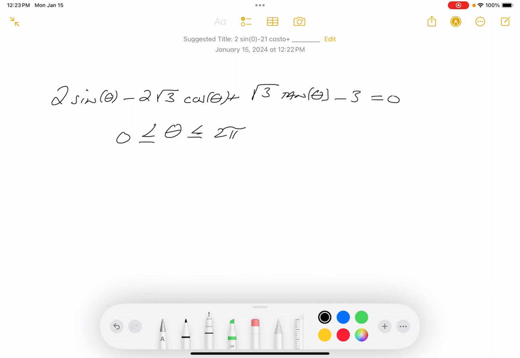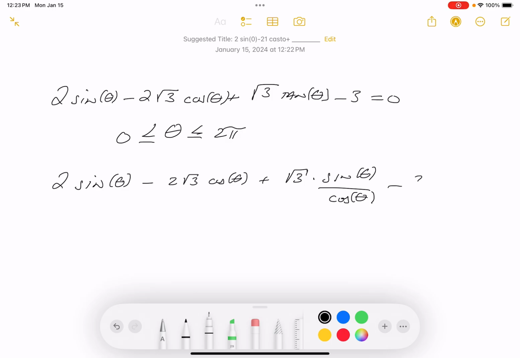The other possibility I see is that this might be related to product sum formulas. But let's just try one thing at a time. And the first thing I try to do is rewrite that tangent function in terms of sines and cosines. So root plus root 3, this can be sine theta over cosine theta, and then minus 3.